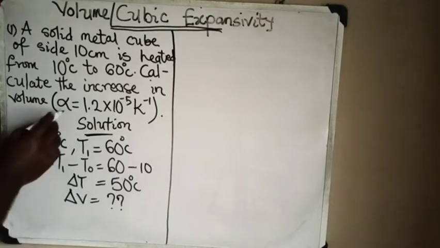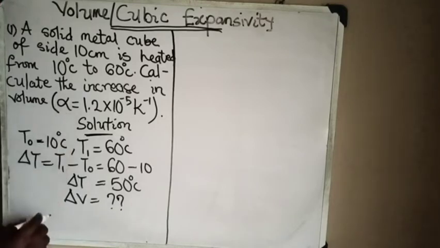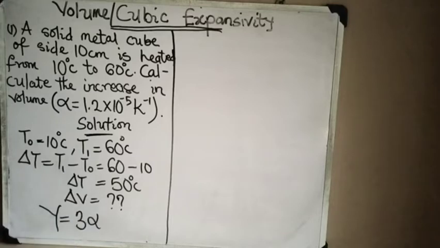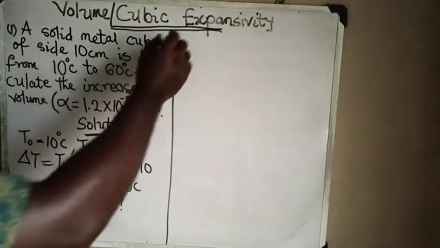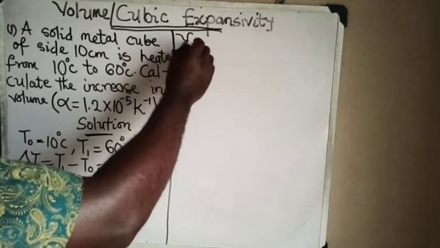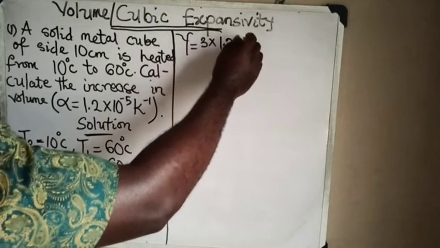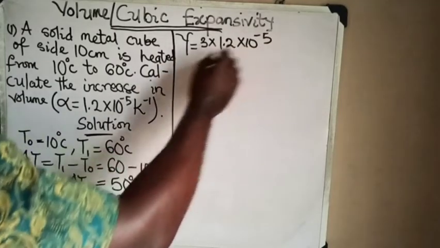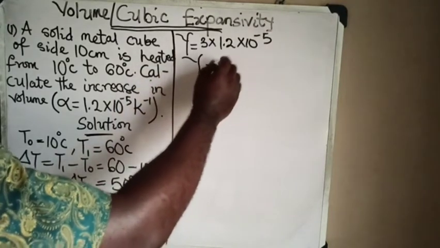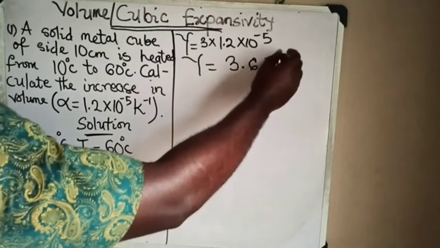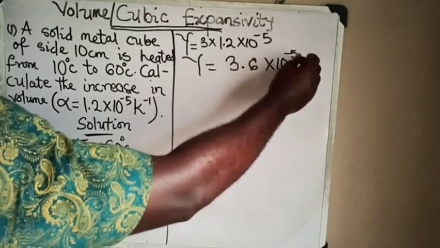Also, we were given our linear expansivity to be this. That means, by the formula I gave to you, that the cubic expansivity is always three times the linear expansivity. So my gamma is 3 times 1.2 times 10 to the power of negative 5, and that will give us that my gamma is equal to 3.6 times 10 to the power of negative 5 per Kelvin.